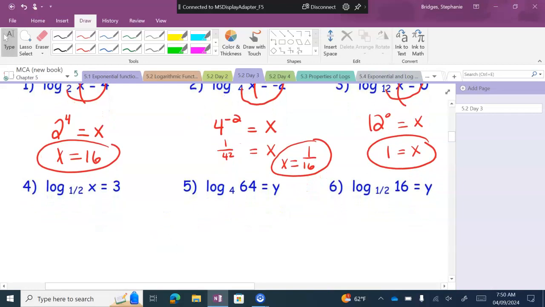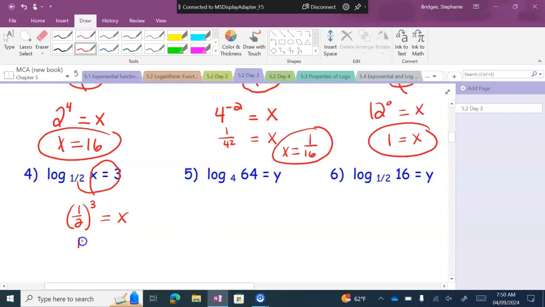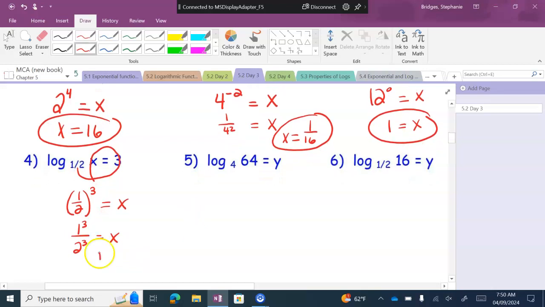And then second, or number 4, 1/2 to the third equals x. Remember, when you raise a fraction to an exponent, that exponent is going to go to both the numerator and to the denominator. So if I did 1/2 to the third power, that's going to be 1 to the third power and 2 to the third power, which is going to give me 1/8.